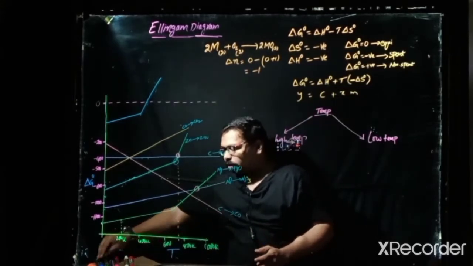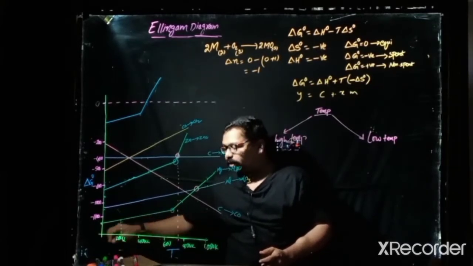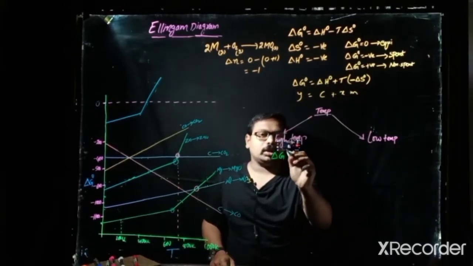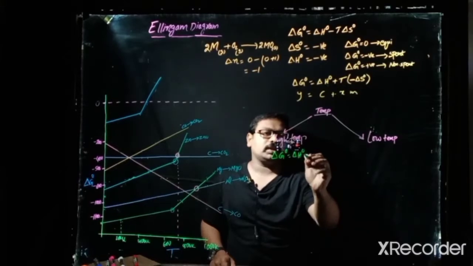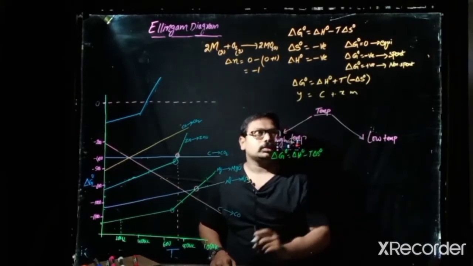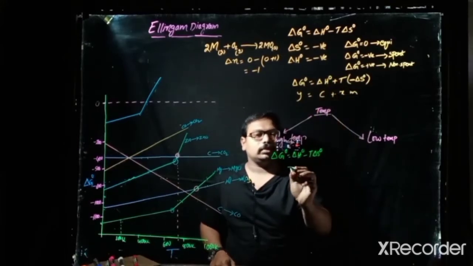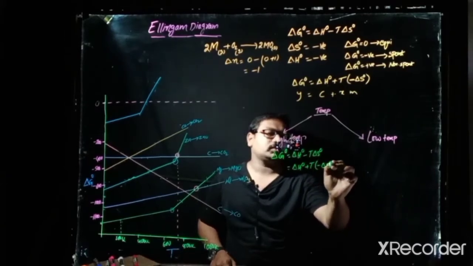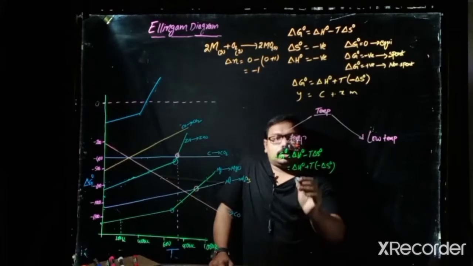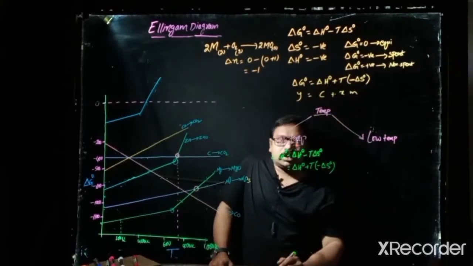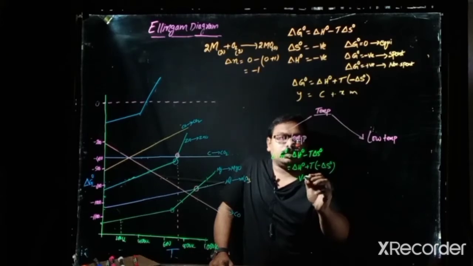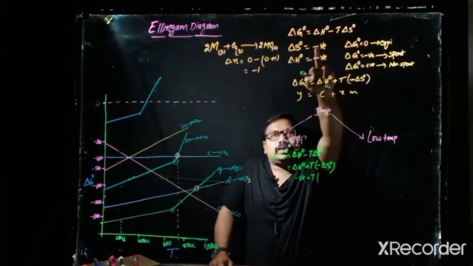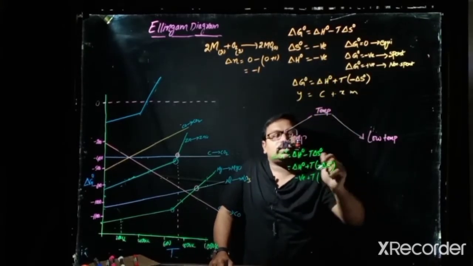Delta G naught is equal to delta H naught minus T delta S naught. I am arranging it like this: delta H plus T into minus of delta S naught. We have already discussed that the change in enthalpy will be negative, and the change in entropy is also negative, so negative into negative gives a positive.